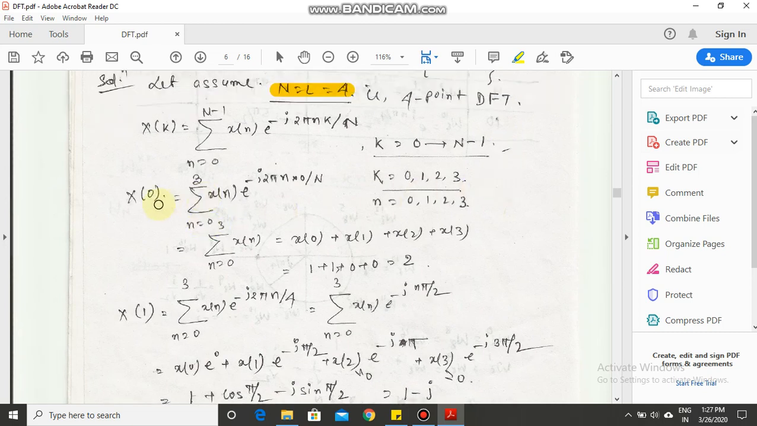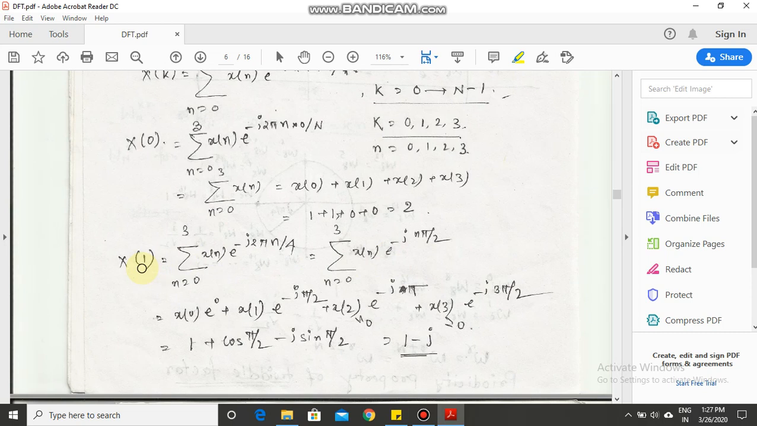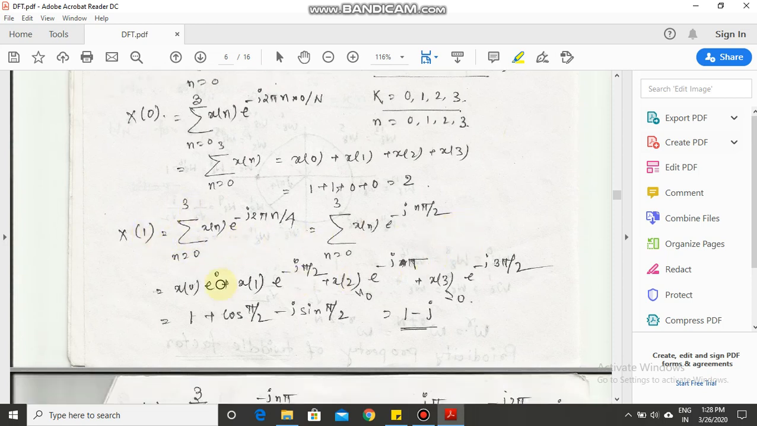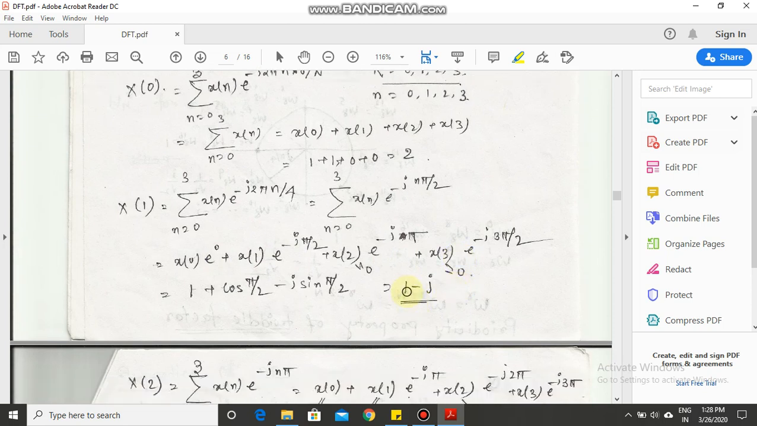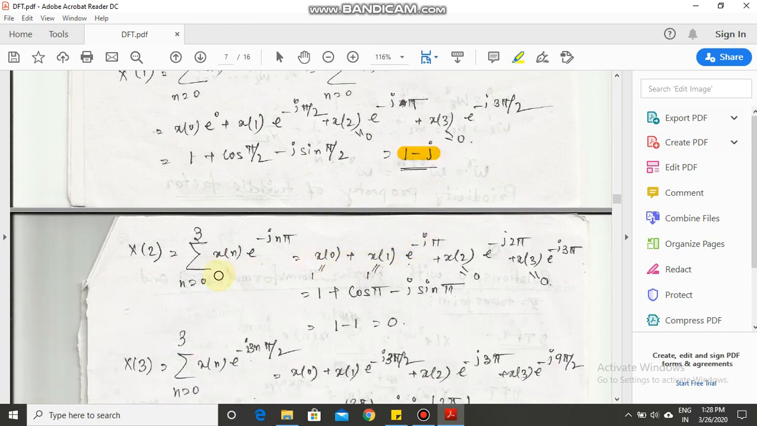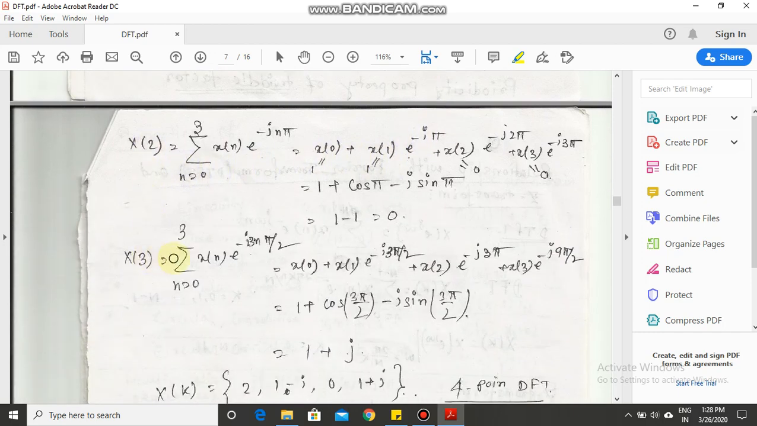So if I put the value of k equal to 0 and n from 0 to 3, we can calculate the value of capital X of 0, which is 2. Similarly, we can calculate capital X of 1, meaning we put k equal to 1 and n equal to 0 to 3, expand this summation and solve each part, and the result is 1 minus j. By doing that, if we put k equal to 2 and k equal to 3, we will get the result.